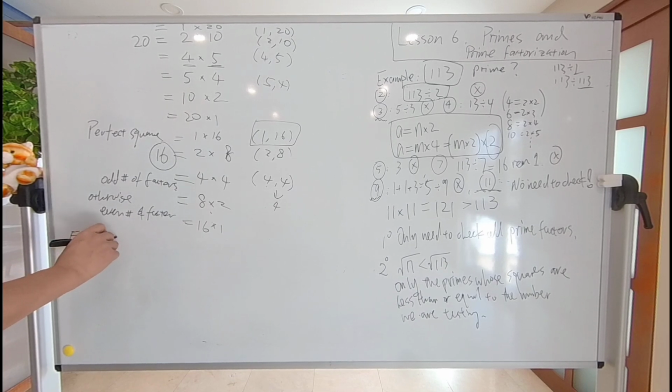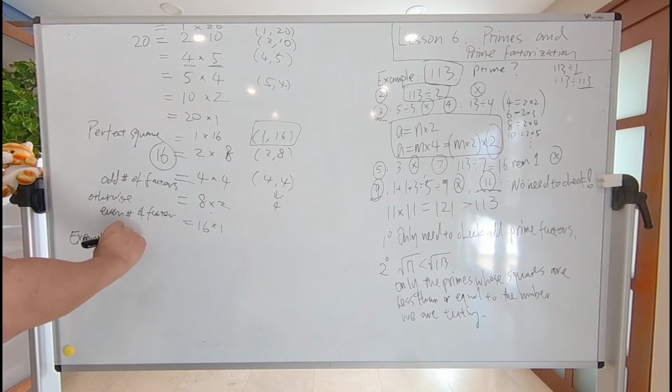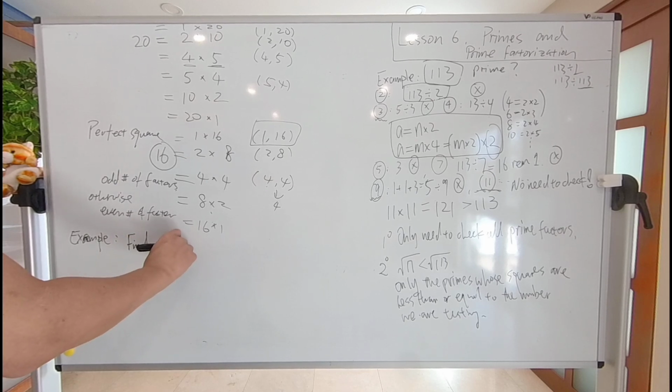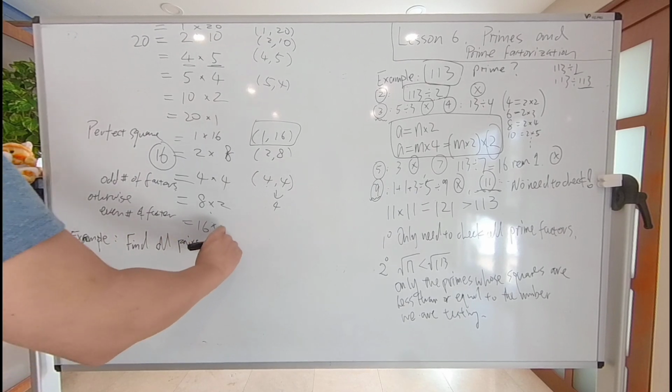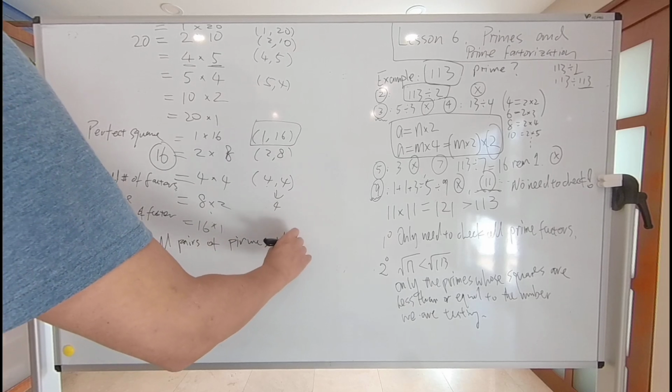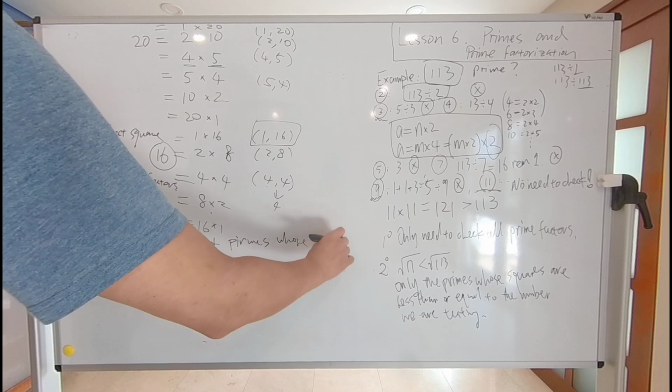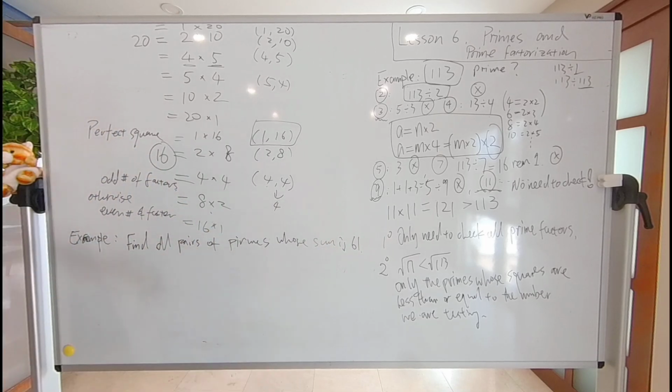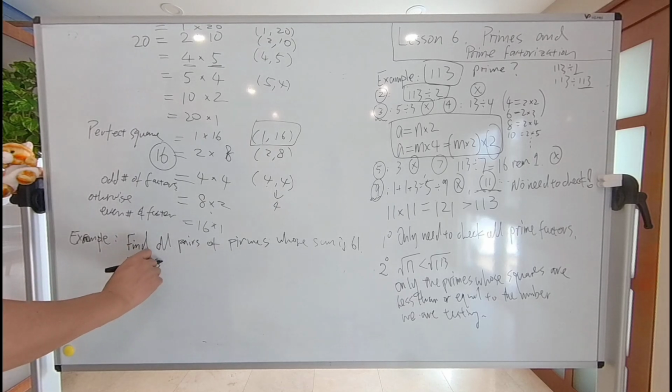Okay, let's see one more example before we go into the next part. So this example: find all pairs of primes such that their sum is 61. So I need to look for two numbers. Their sum is 61, and these numbers themselves are also prime numbers.